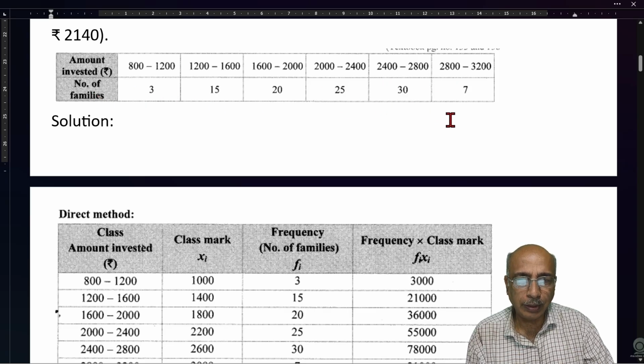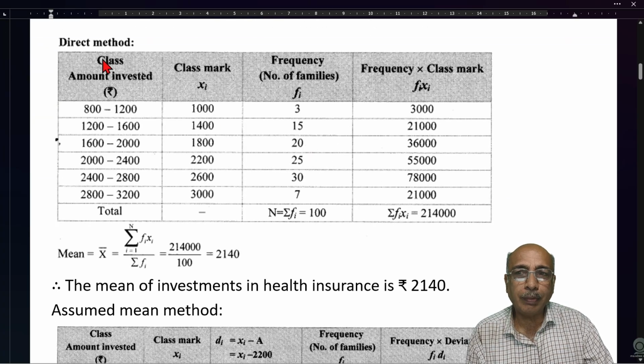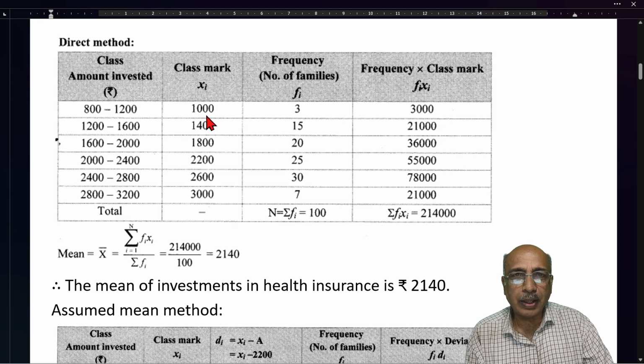So the table is given, amount invested in rupees, your classes are given, number of families, meaning frequencies, are given for each class. So what we know, direct method. In direct method, what we are going to do is write the class, amount invested, class mark as xi. Class mark, how to take? Lower limit plus upper limit divided by 2. So here it comes to 1000 and so on. Frequencies you have to write from the table, and then fi into xi, whatever fi is there and xi is there for the row, you have to write the product of the same.